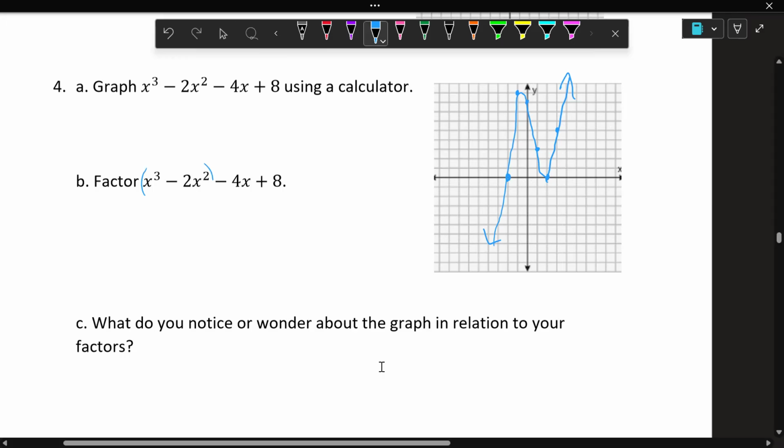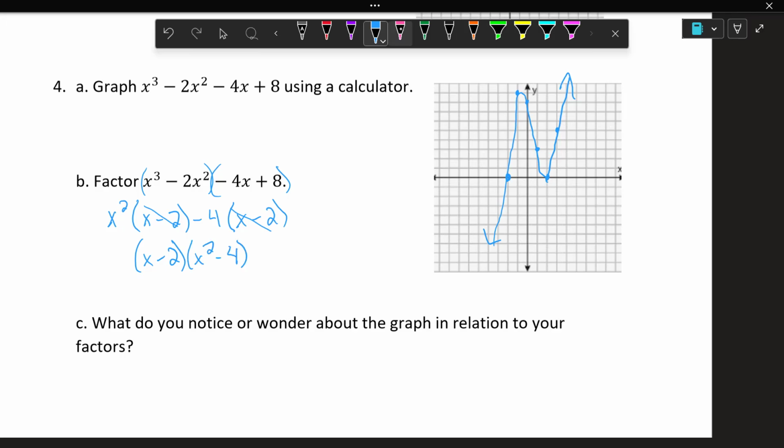So the easiest way to do it is factor by grouping. I guess we check for a GCF first. There isn't one. So we take an x squared out of that first pair. We're left with x minus 2. Take a -4 out of the second pair. We're left with x minus 2, which is what we want. So we got an x minus 2. When we factor that out, our leftovers are x squared minus 4.